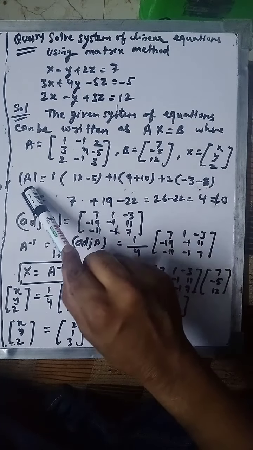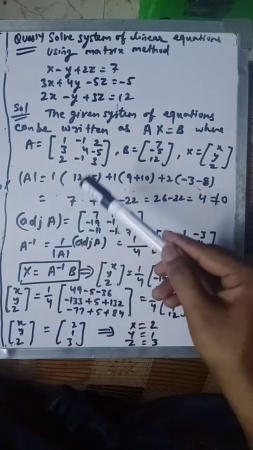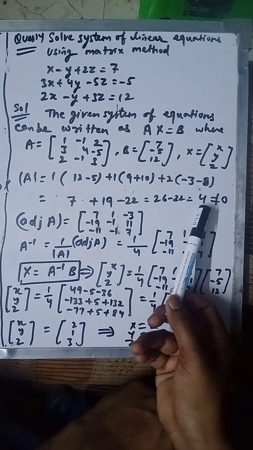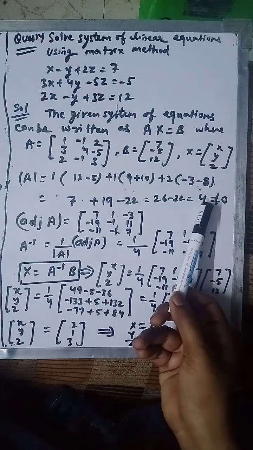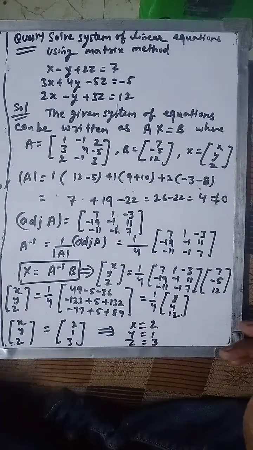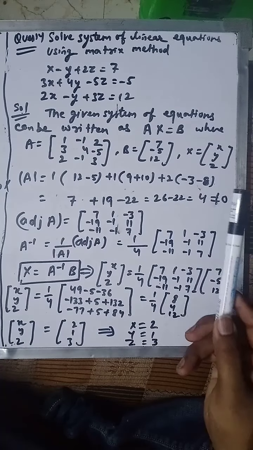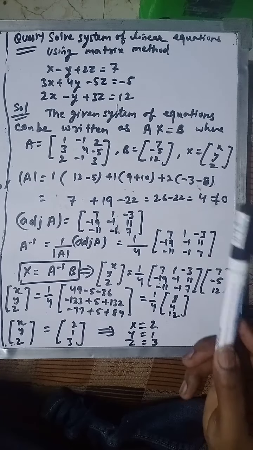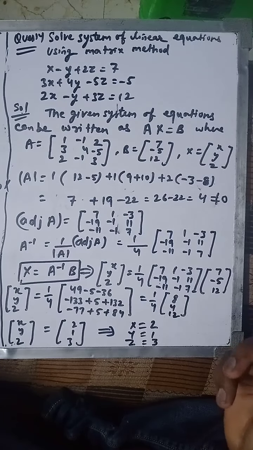Now again you have to find out A determinant. Your A determinant you can calculate, which will come 4, which is not equal to 0. So its A inverse will exist. That is case 1. So A inverse will exist. It is consistent and it has a unique solution. So here you will get the value of the variables unique. That is, only one value you will get.